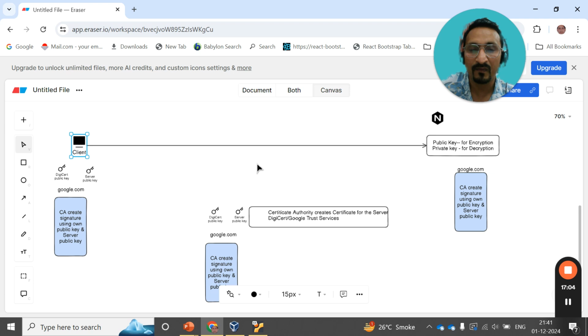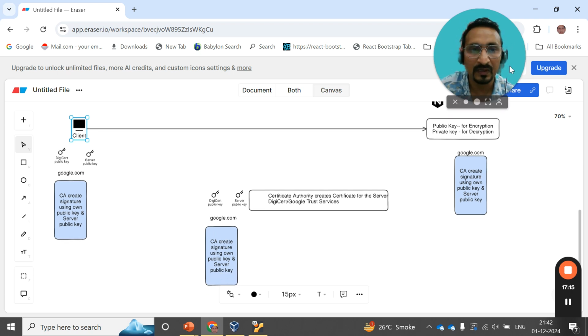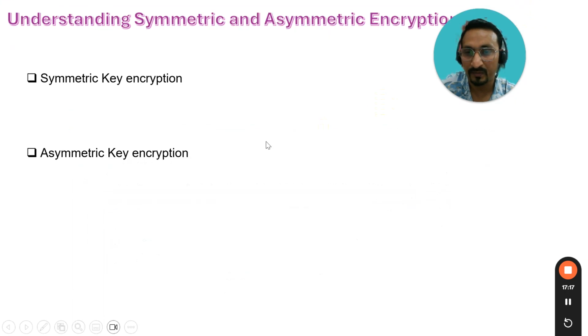So this way the SSL or TLS certificate is helping me to save from the man in the middle attack. Okay, let me go to the next point.